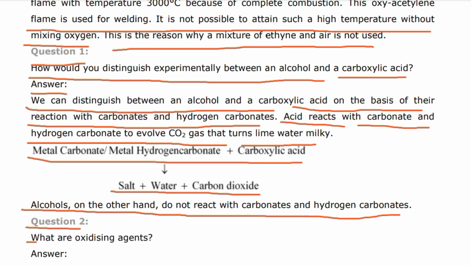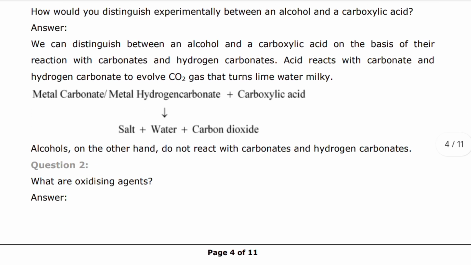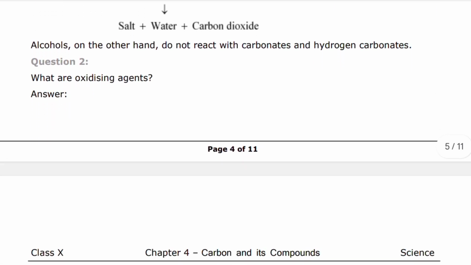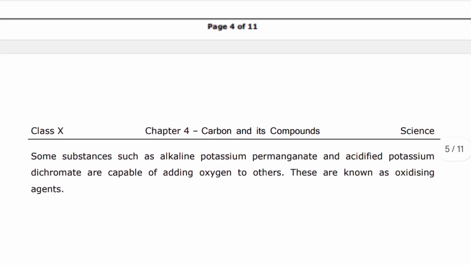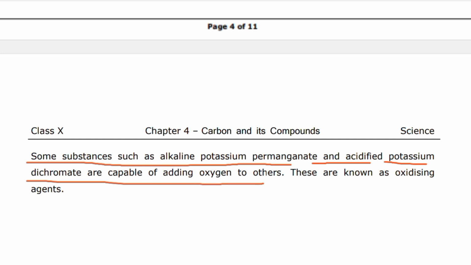Question 2. What are oxidizing agents? Answer. Some substances such as alkaline potassium permanganate and acidified potassium dichromate are capable of adding oxygen to others. These are known as oxidizing agents.